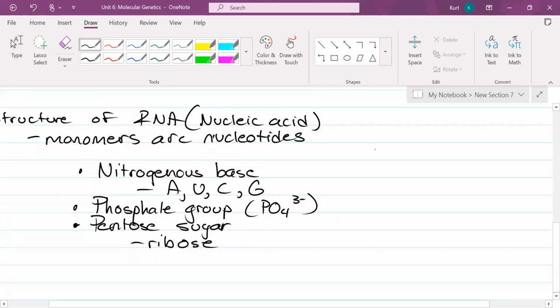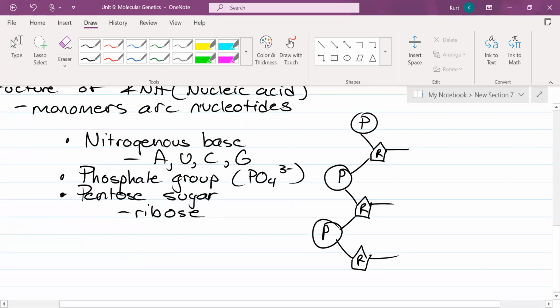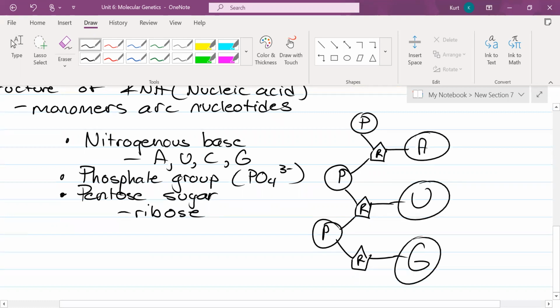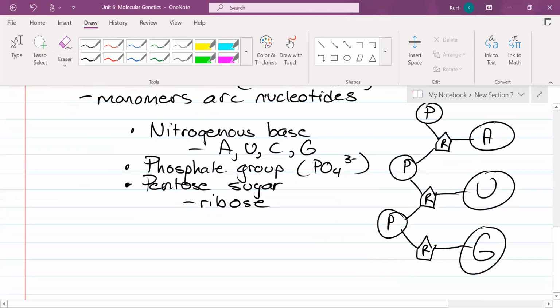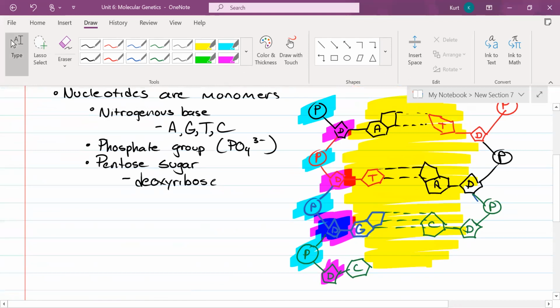But no matter what it is, I want you to see that the backbone is made up of alternating sequences of phosphate and sugar. But this time, what is the sugar? Ribose. And remember that the bases are those of RNA. So you could have A, you could have U, you could have G, or you could have C. Okay? All right.